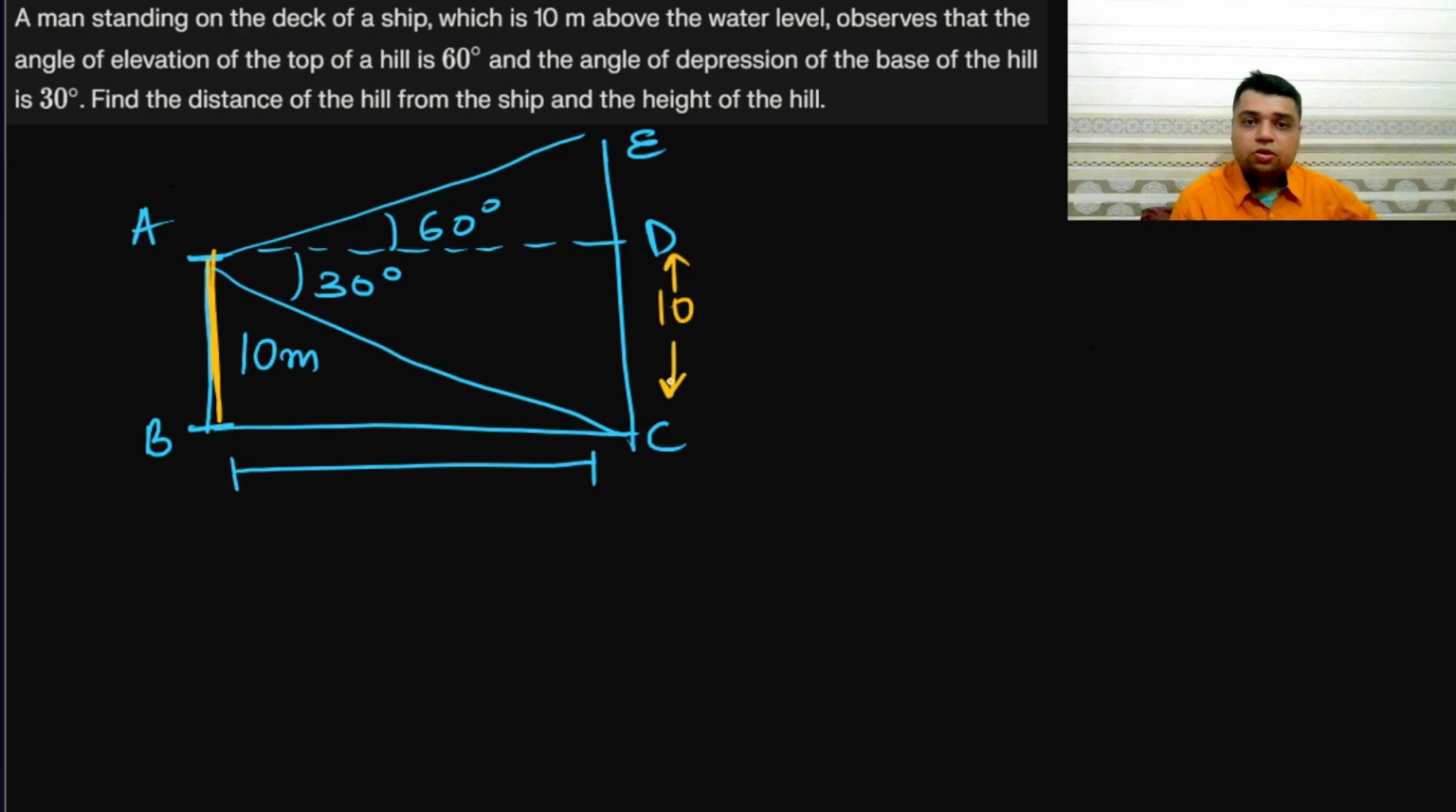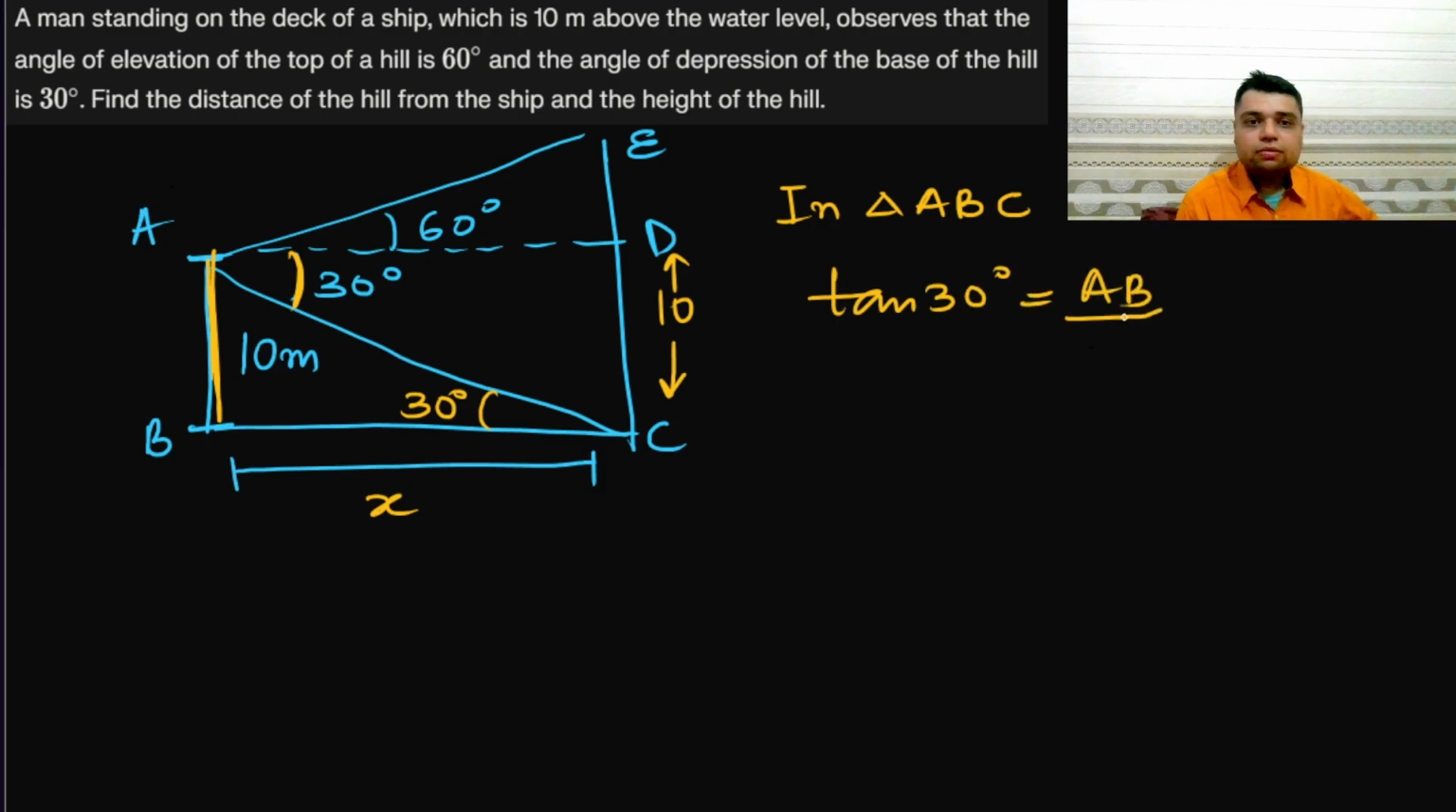Okay, now if this is 30 degrees, this should also be 30 degrees. Let's name this as X, alternate interior, right? Basically similar. So now in triangle ABC, we have perpendicular, we have base, so tangent we will use. Tan 30 will be equal to AB upon BC. So AB is what? It is 10 and BC is X.